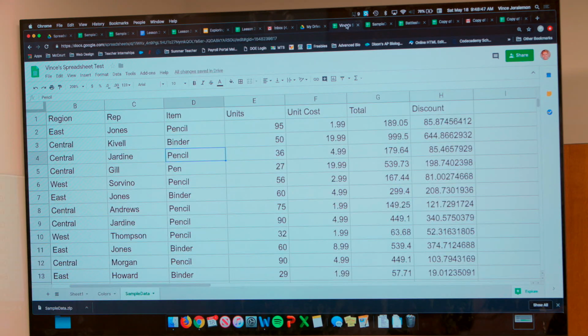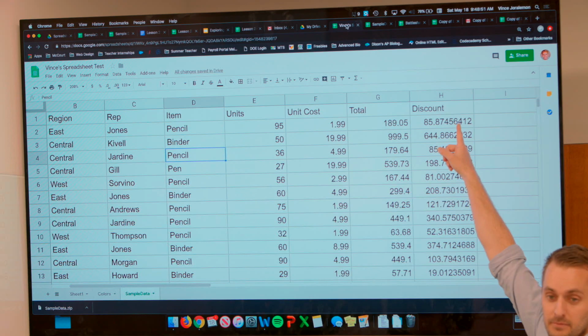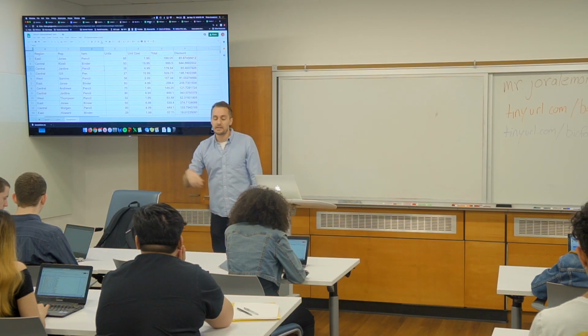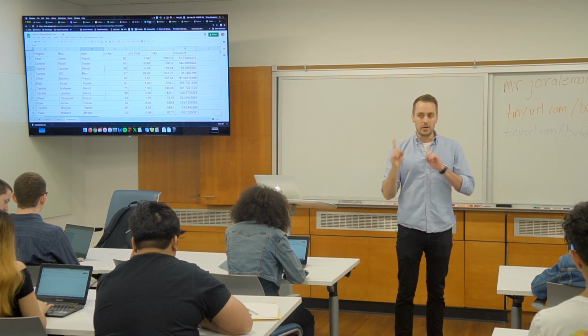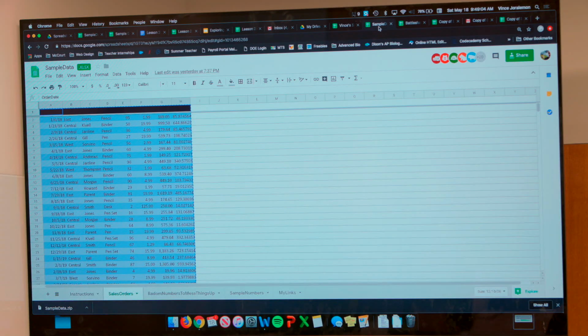I'm just going to make a quick note. Is your first number under discount 85? Probably is not. That's actually because this is based on a random number generator, which I will teach you how to use later. Your numbers should not be the same as what I have up here, but your numbers should be the exact same as what you have in sample data.